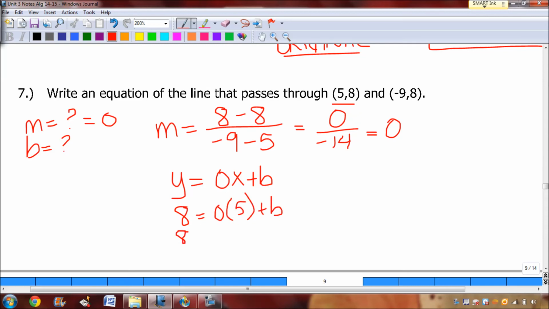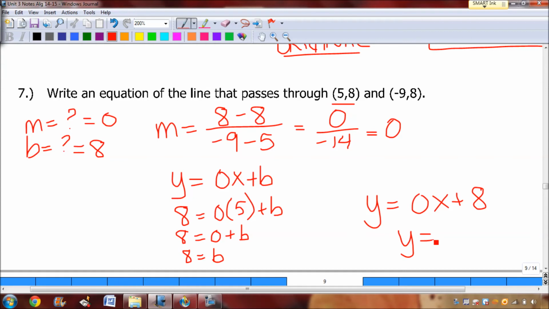So I get 8 equals 0 plus b, which means that 8 equals b. Okay, so this right here is 8. So that means my equation is y equals 0x plus 8. But 0x just doesn't even need to be written down, so we really would just say y equals 8.